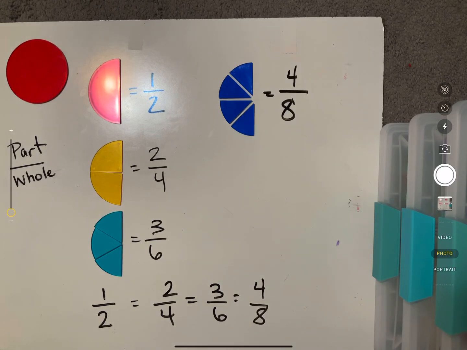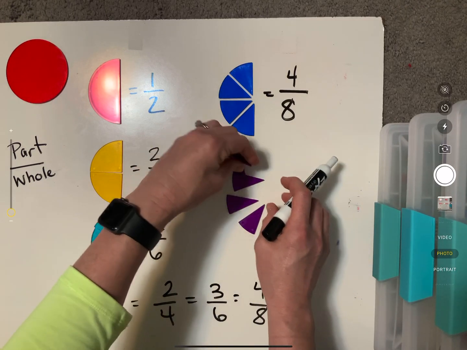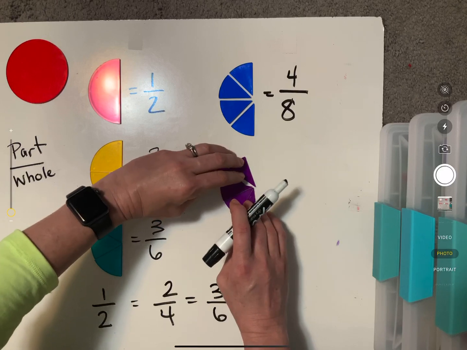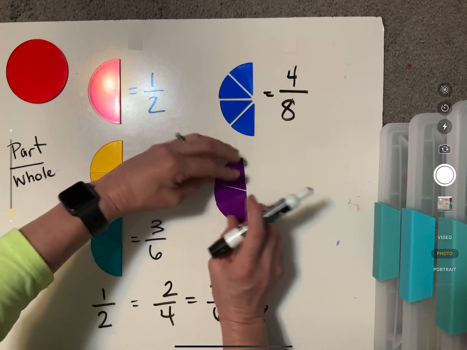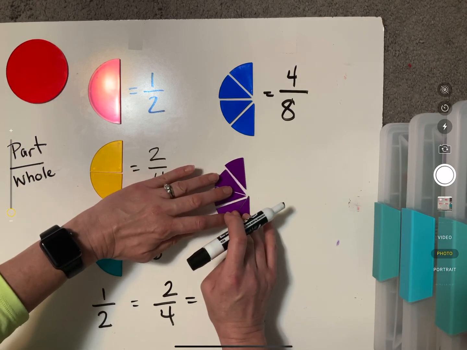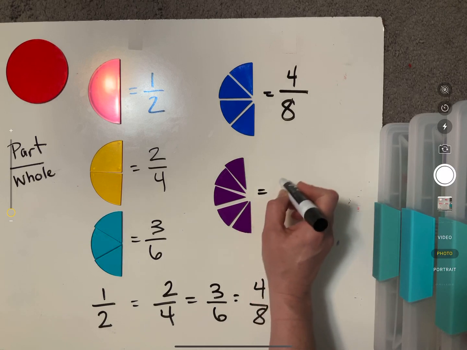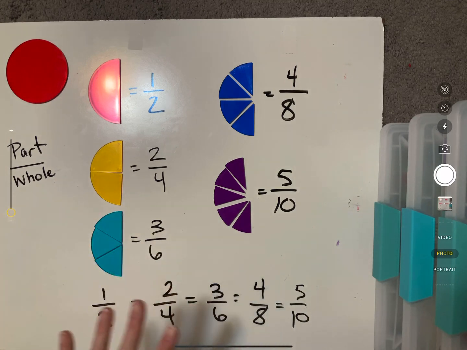And our last size piece with these little pizza kind of pieces are going to be tenths. So I'm going to put these guys together. How many tenths do you think it's going to take to make an equivalent to a half? Half of 10 is going to be 5. So we need 5 tenths to make our 1/2. So we can add 5 tenths down here to our equivalents. Okay, so that is going to be when we're using these pie pieces.